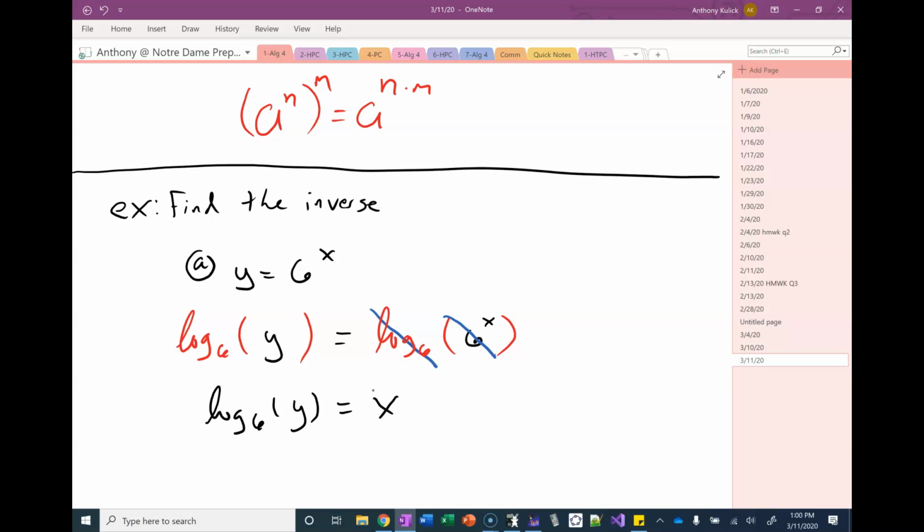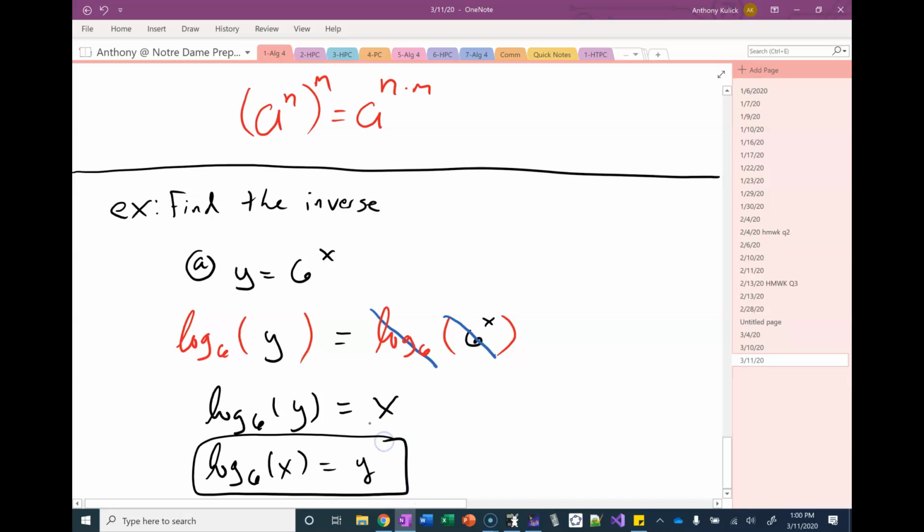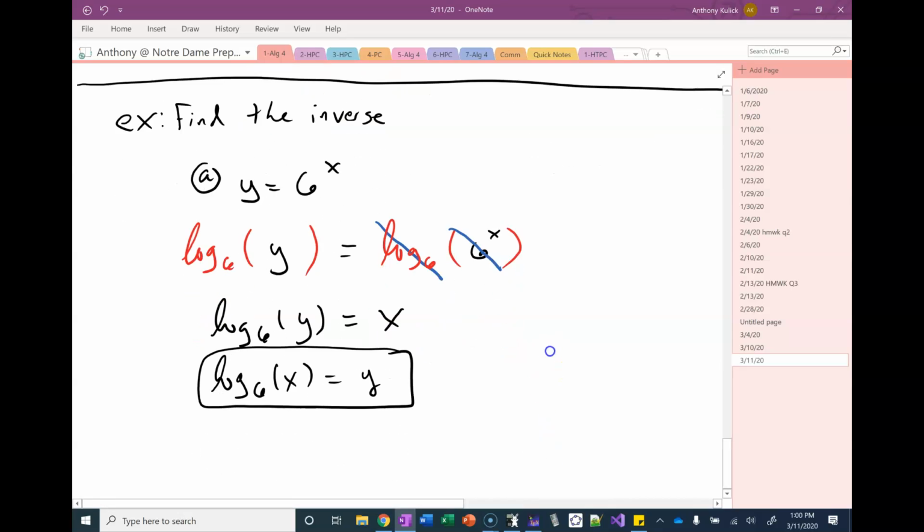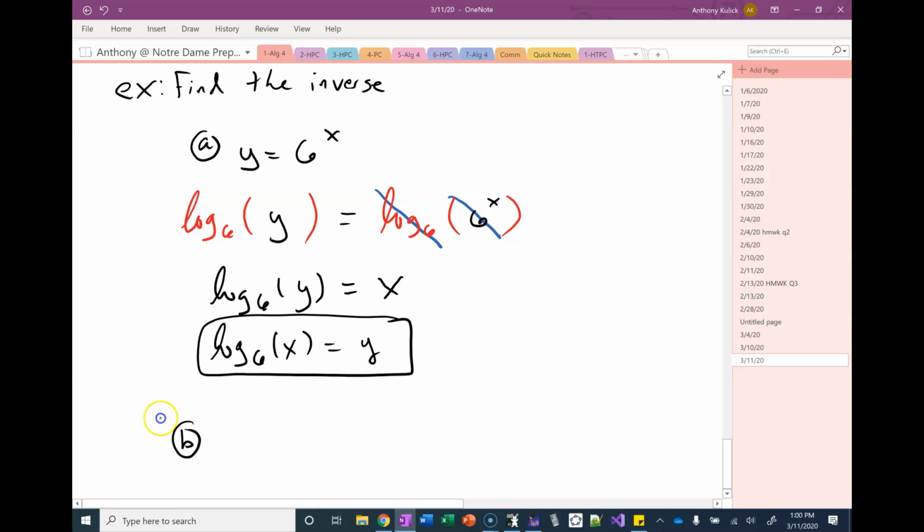That's step 1. The second step to finding an inverse, we have to swap the x's and y's. So everywhere there was a y, I'm going to write an x, and everywhere there's an x, I'm going to write a y. And that's it. Is everybody okay there? Good. Let's do another.